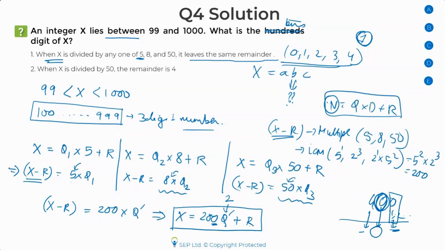So I can say, I don't care what the value of q dash is. I don't care what the value of r is, whether it is 0, 1, 2, 3, 4. The tens digit is not going to be affected. It's always going to be 0. That is why statement 1 is sufficient, because I can say the value of b is going to be 0. So I can say that statement 1 is sufficient. So the answer has to be either A or D.